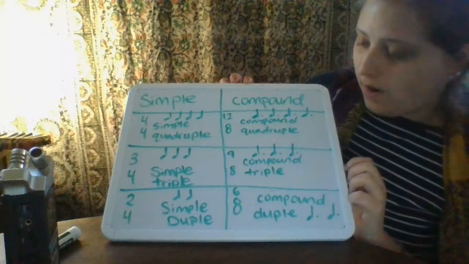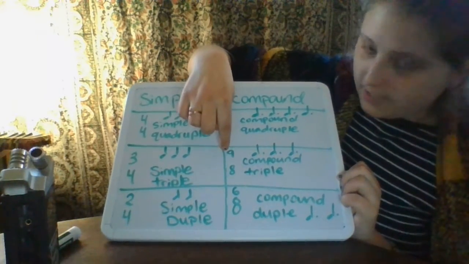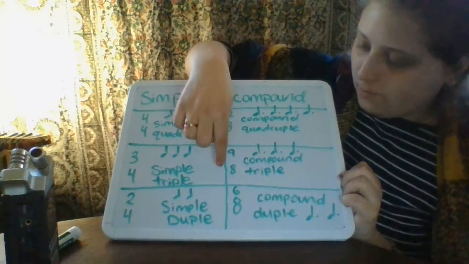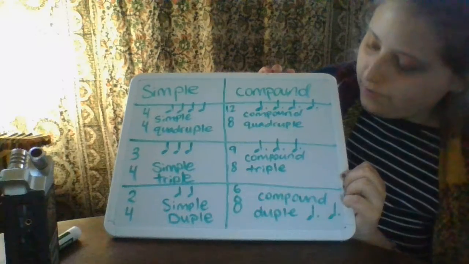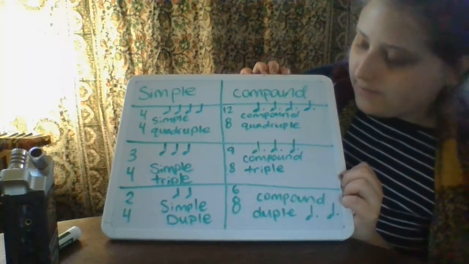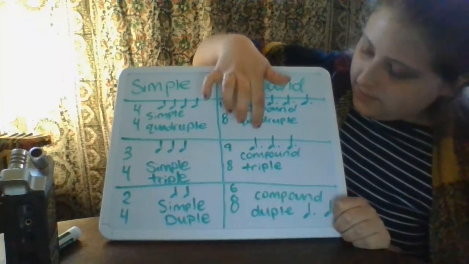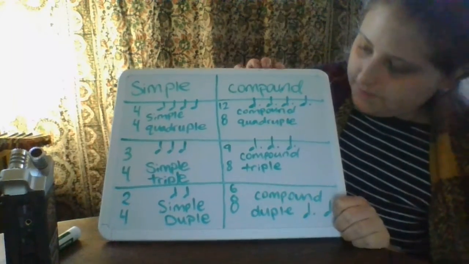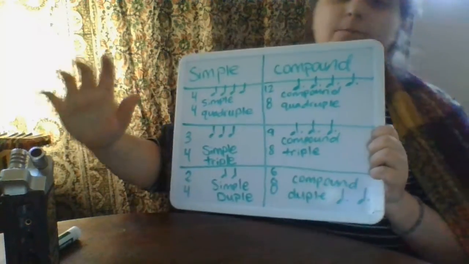So next we have compound triple. How many beats in a measure? That's what the top number tells us, 9. Which note gets the beat? Eighth note. And we're grouping it into a group of 3, triple. So we have to split our 9 eighth notes into groups of 3. Tut, tut, tut, tut, tut, tut, tut, tut, tut. So it's just like 3/4. 3/4 in simple.